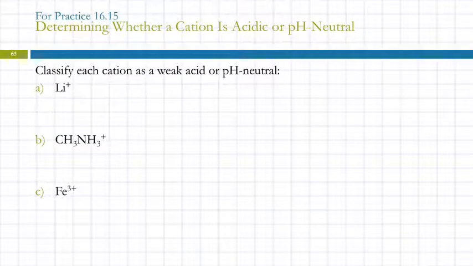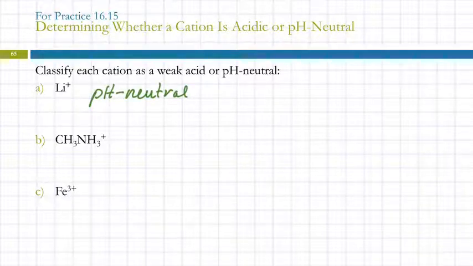So we're going to identify each of these as either a weak acid or pH neutral. So lithium ion. pH neutral, because that is the conjugate acid of its strong base. So this is pH neutral. And if you look at this and you say, well, how could I react that with water to form hydronium ion? It's kind of hard to figure out.